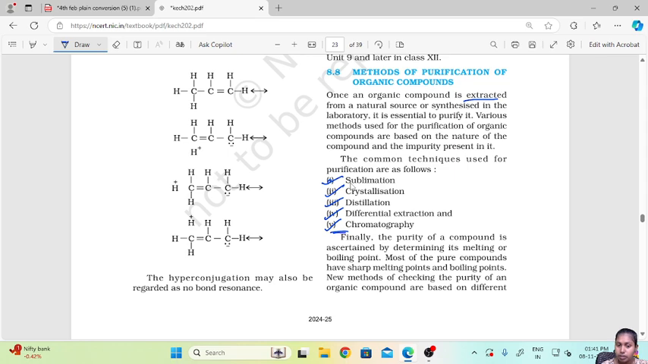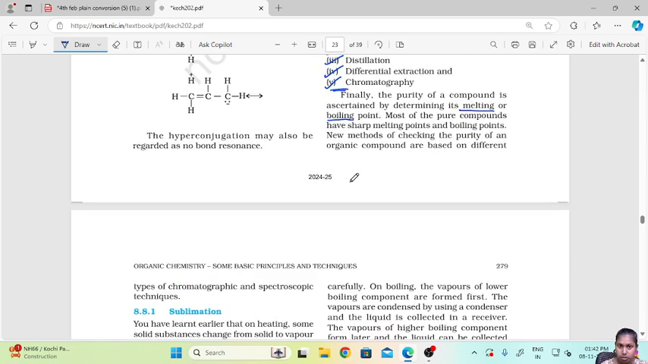Finally, the purity of a compound is ascertained by determining its melting or boiling point. Once you purify your compound, how will you confirm that your compound has been exactly extracted without any impurities or byproducts? That determination is done by melting or boiling point. Most pure compounds have sharp melting points and boiling points. New methods of checking the purity of an organic compound are based on different types of chromatography and spectroscopic techniques.